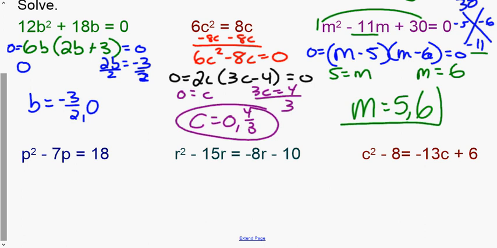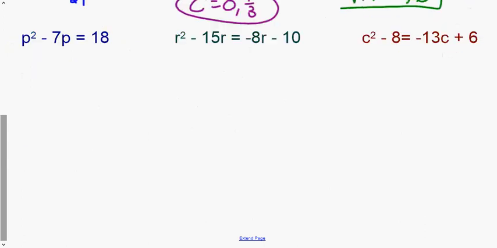All of these problems here in this row will be diamond done. The problem on each of them is you have to move something in order to get it all to one side and equal to 0. Now, when you have things on multiple sides, like the r problem, for example, you could move everything to the left, you could move everything to the right. The question is, where is the squared value going to be positive?